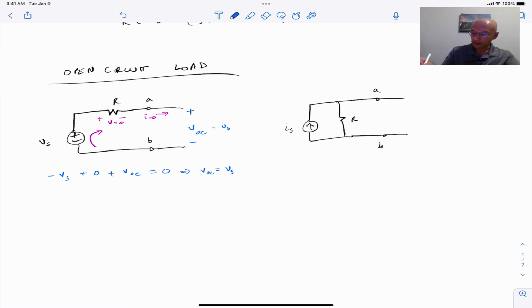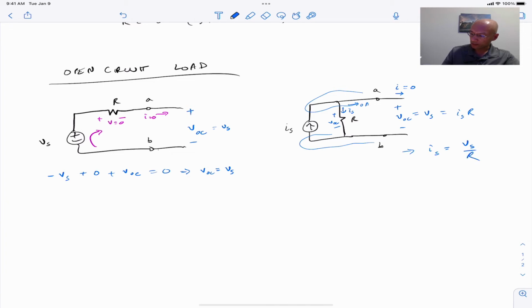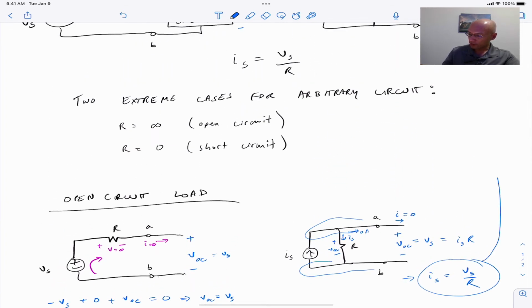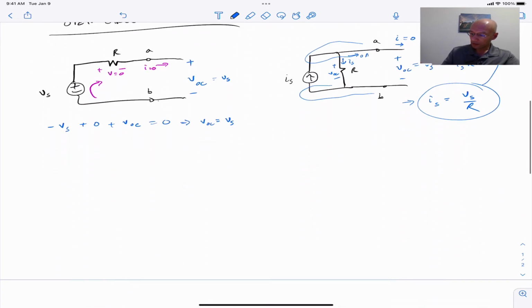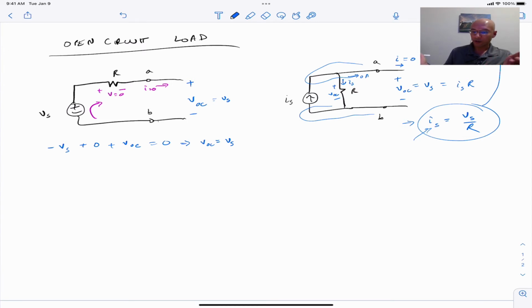So we want the other circuit to have these same parameters. It's obvious that the current is 0, and in order for this VOC to be Vs, we need to get the right Is. So we can see here that the current is 0 here, so it has to be Is, and that means that we get a voltage here, which is the same as VOC, right? Because VOC is defined for these two nodes. And VOC, by Ohm's law, is Is R. This tells us then that we need Is to be Vs over R. And this agrees with the condition we gave you up here, Vs over R, for the equivalency of those two sources. So we were able to design Is using an open circuit load.